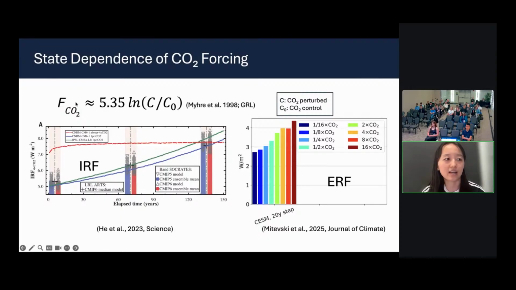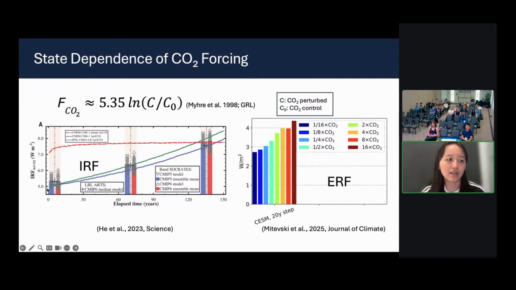At first glance, we often think of CO2 forcing as depending mainly on the change in CO2 concentration, following this relationship. If that were true, doubling CO2 would produce the same forcing regardless of the background climate. However, recent studies suggest that this may not be the case.